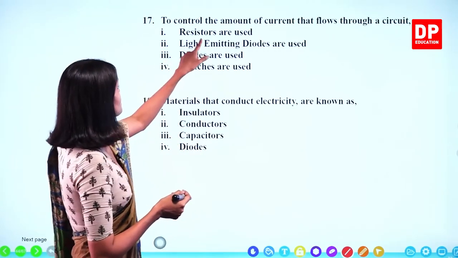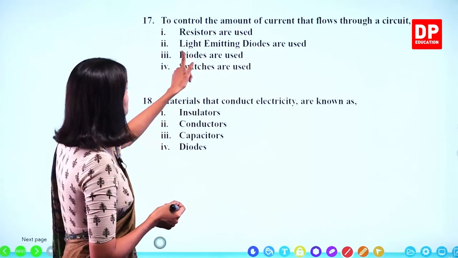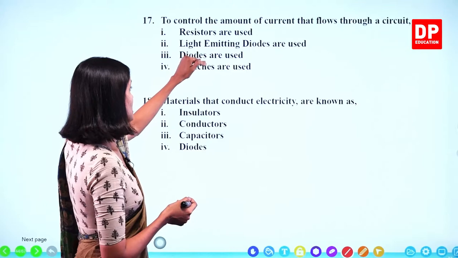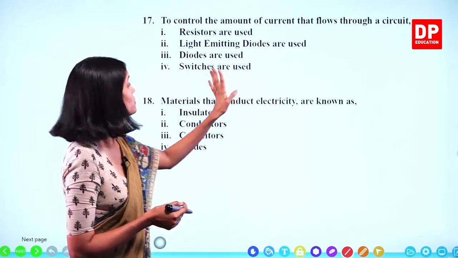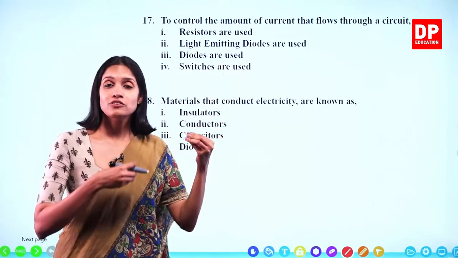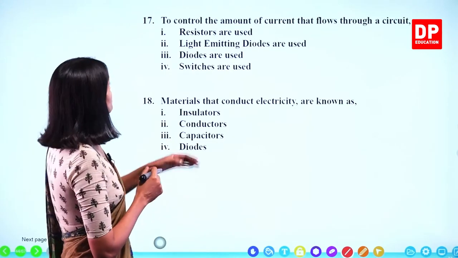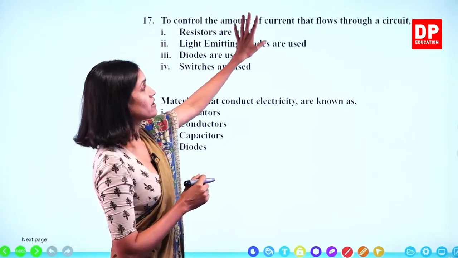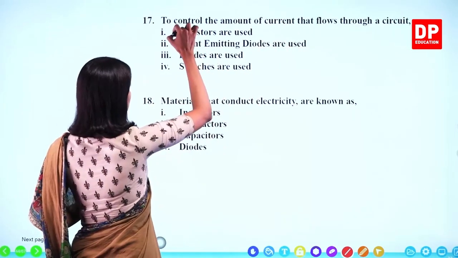So resistors are used. Light emitting diodes? No. Right? Diodes also, no. Diodes and light emitting diodes let electricity pass only in one direction. Okay? Switches are used? No. Switches are used to turn off the circuit whenever we want. Okay? So to control the amount of current that flows through a circuit, we use resistors. Right?